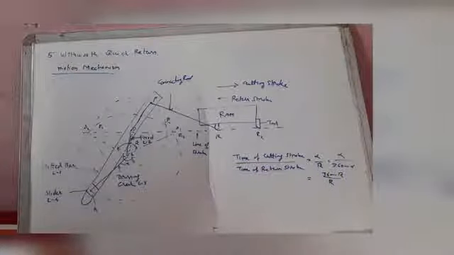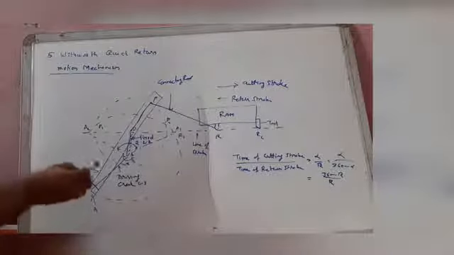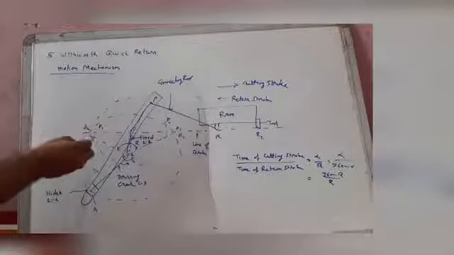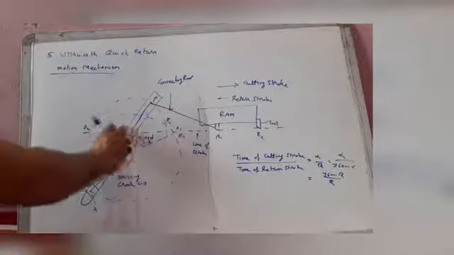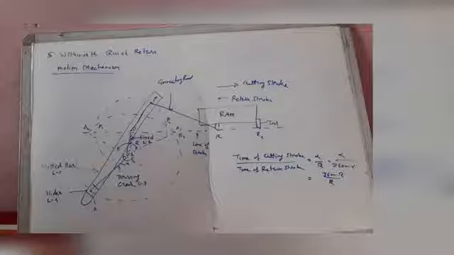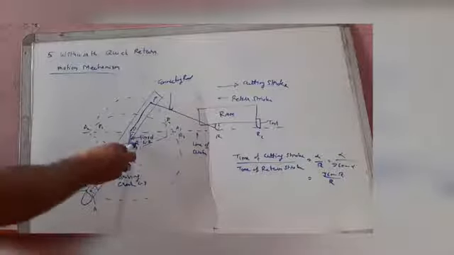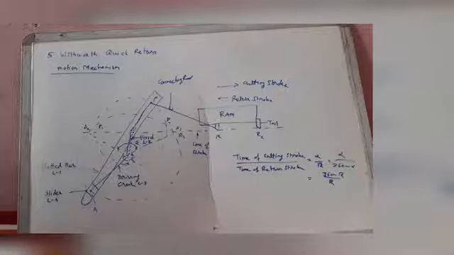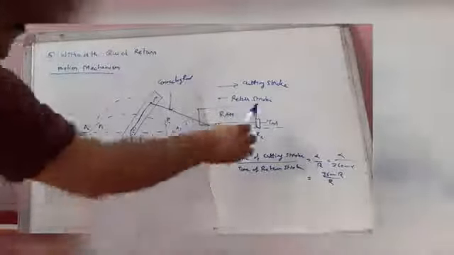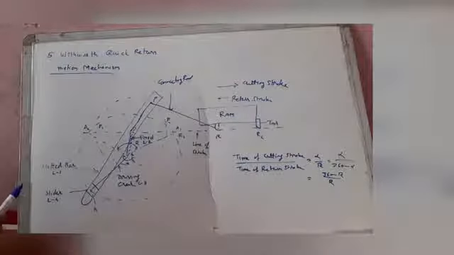Now, when the driving crank moves from position CA2 to CA1 through an angle beta in clockwise direction, the tool moves back from the right hand end of its stroke to the left hand end. From right hand to left hand, this is the return.